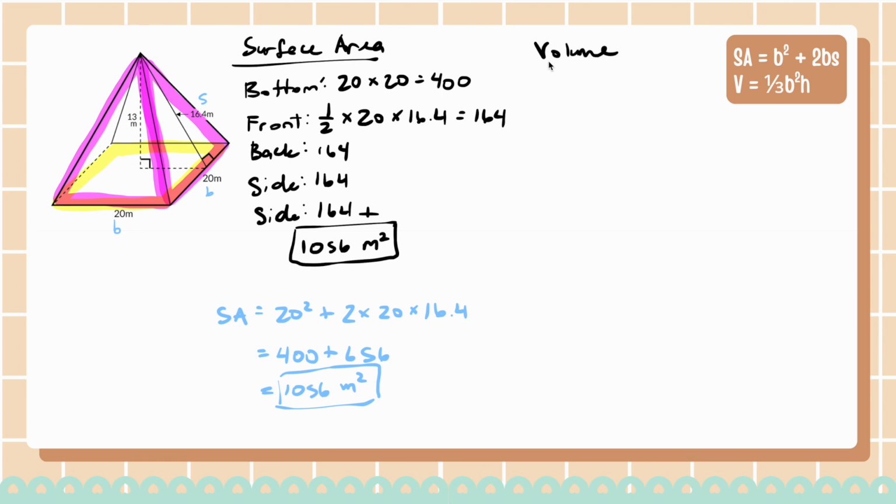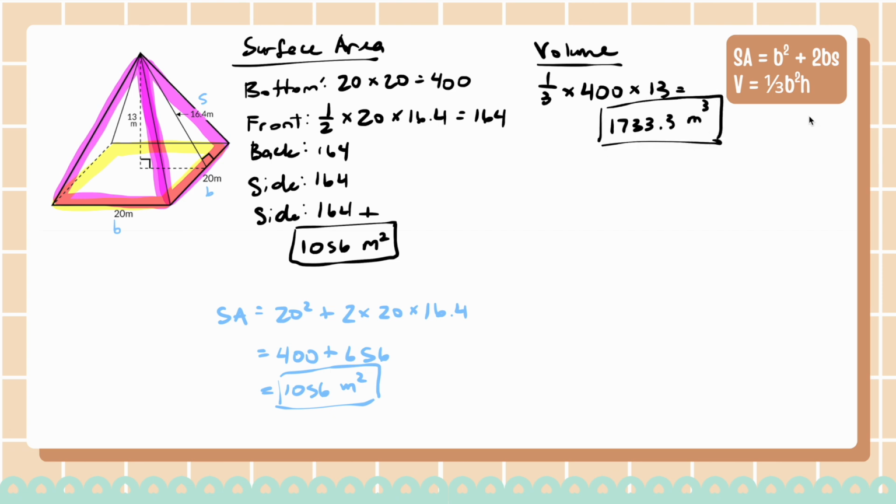Okay, now we can move on to volume. For volume, I'm going to take 1/3. I'm going to multiply it by the area of the base or bottom, which is 400 in this case. And then I'm going to multiply it by however many layers there are, which in this case is 13. So that's our height. All of this multiplied gets me 1733.3. I'm just going to round it to the nearest tenth. And then this is meters cubed.